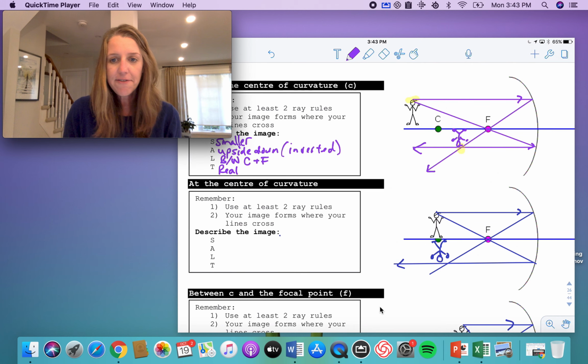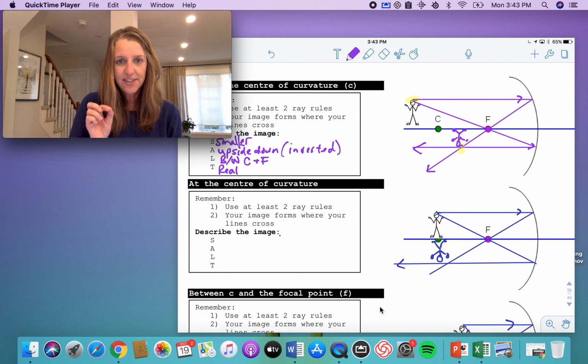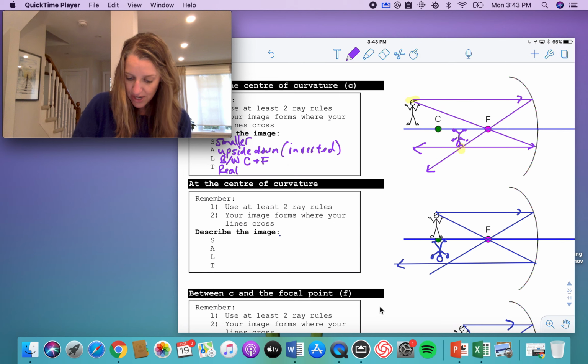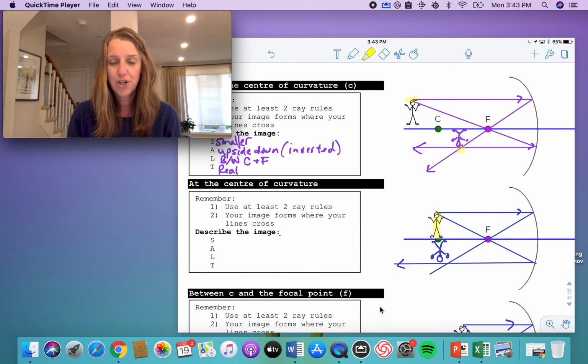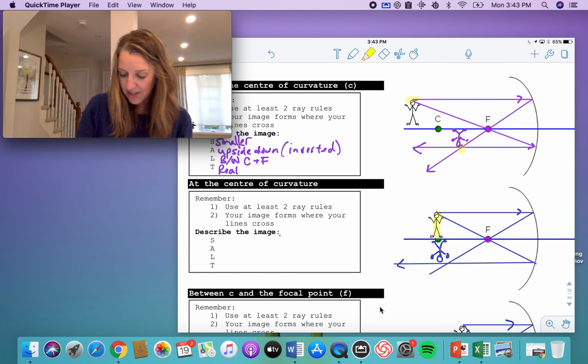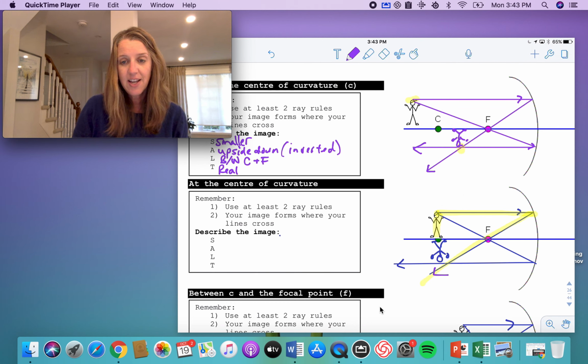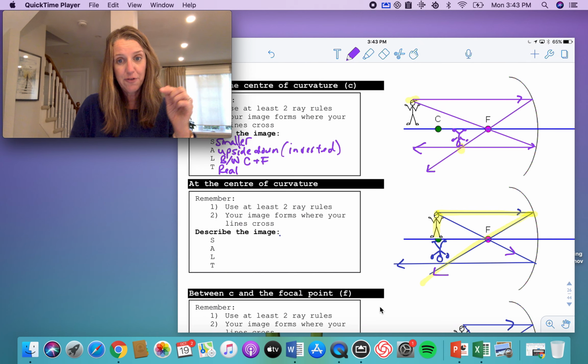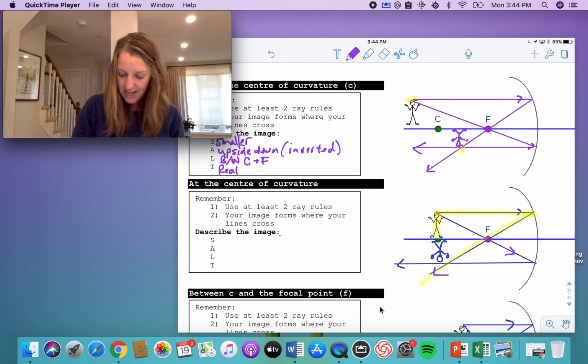All right, what if that object is at the center of curvature? See how there's all these different examples? You're going to do all these examples. If my object right here is at the center of curvature, let's use two of the ray rules to figure out where my image is. I'm going to take an incident ray parallel, gets reflected how? Through the focal point. Let's take another incident ray, shine it through the focal point. How does it get reflected? It gets reflected parallel.